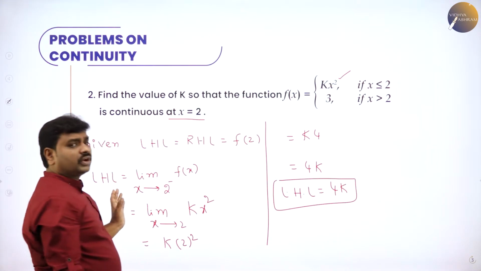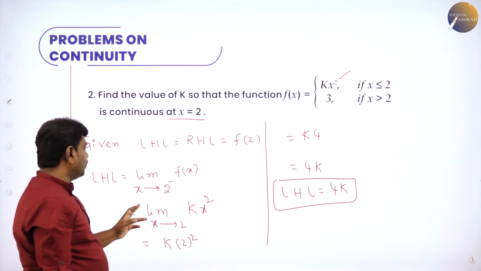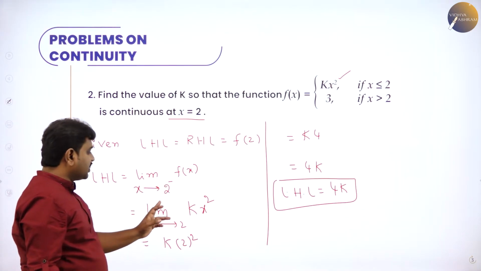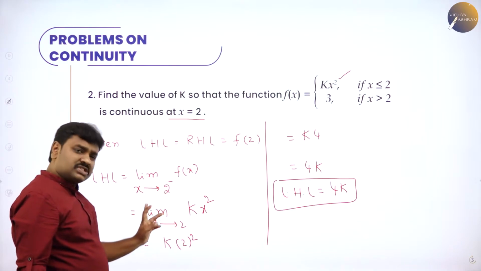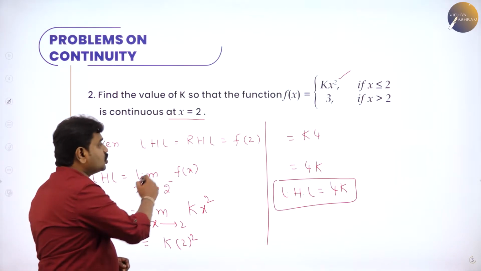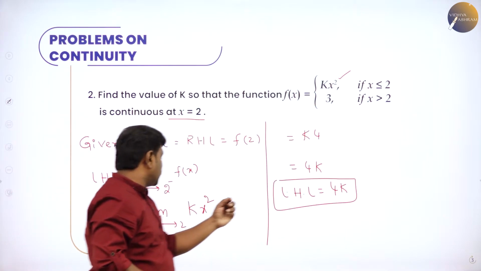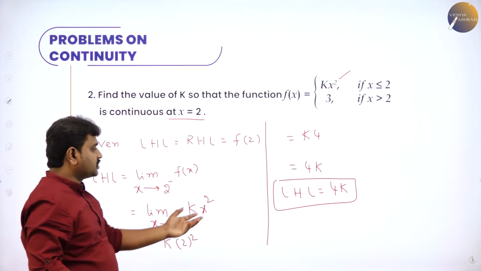So first we found out left-handed limit. What is left-handed limit? Limit extends to 2 minus f of x. What does it mean? It is same as limit extends to 2. Minus means choose the function when x is less than 2. When x is less than 2, function is kx square. In the place of f of x, put it and solve it.